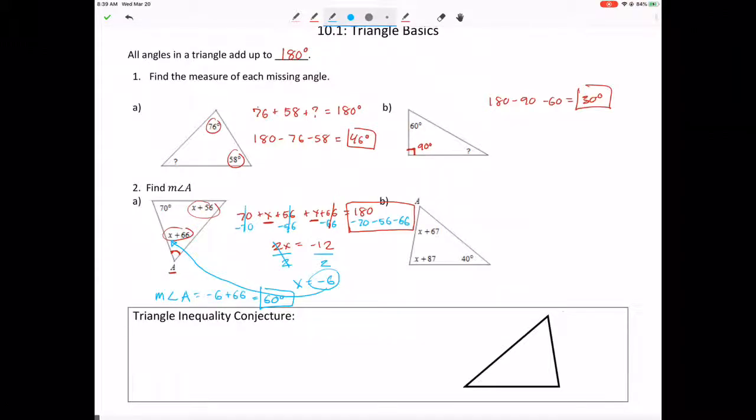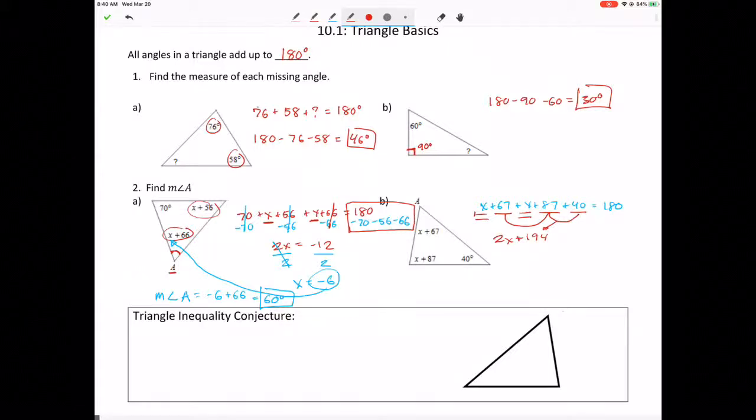All right, so we could say X plus 67 plus X plus 87 plus 40 equals 180. Okay, we could combine these numbers. So sometimes, you could combine all of these like terms, like these ones would be double, okay, so we get 2x, and then plus 194 when you combine this, this, and this. That gives us 2x plus 194 equals 180, okay, and then you would want to subtract 194 from both sides.